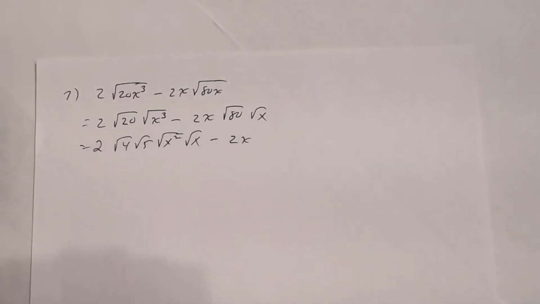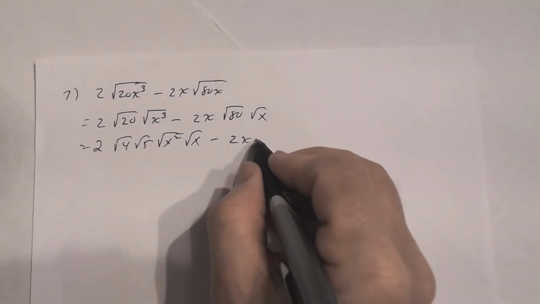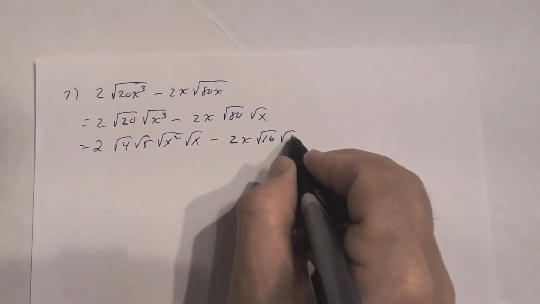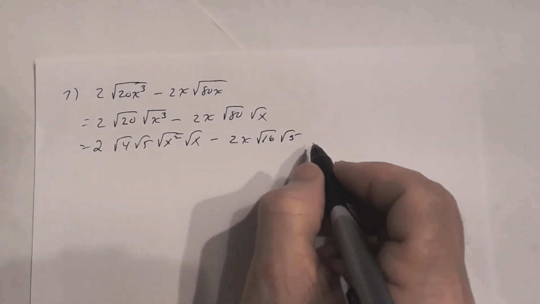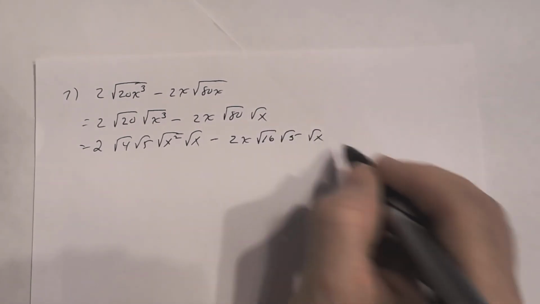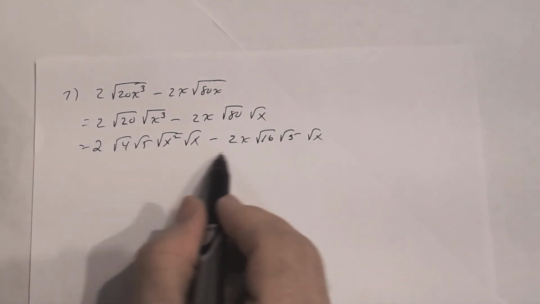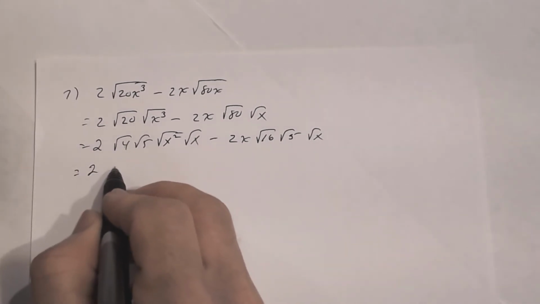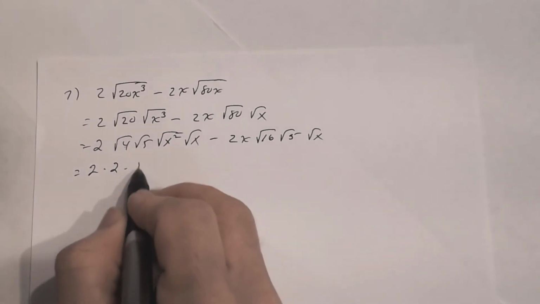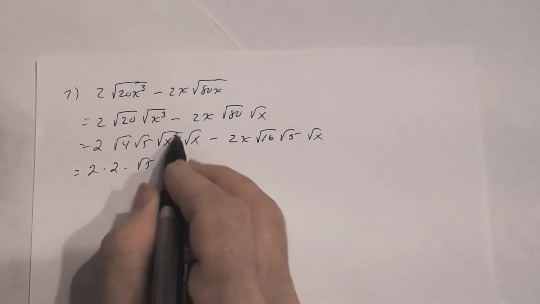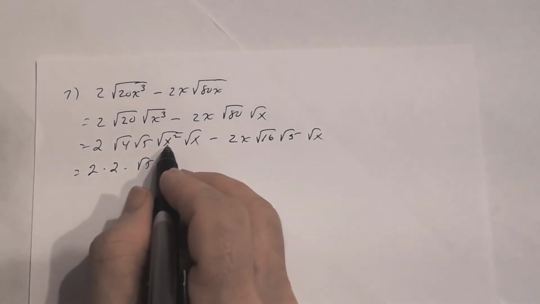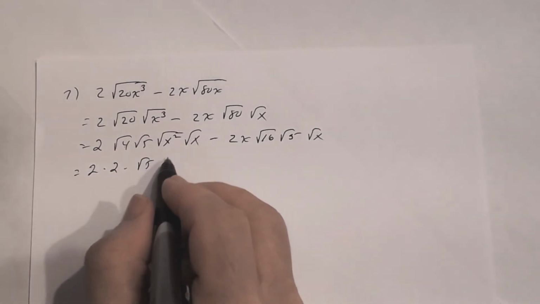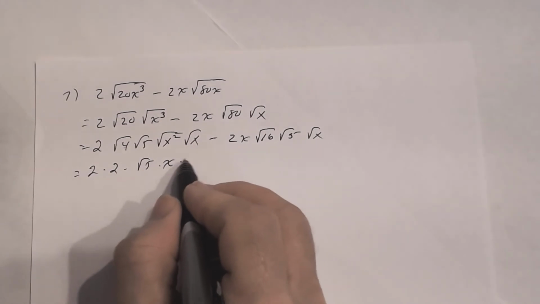For 80, the largest perfect square that goes into 80 is 16. So I can write this as square root of 16 times the square root of 5, and then the square root of x. Okay? Now let's simplify all of these as much as we can, each of those factors. So 2, the factor of square root of 4 is just 2. So 2 times 2. I cannot simplify the square root of 5. The factor of square root of x squared, I can simplify that. That's even, so that's the easy kind. So that's just x. And then square root of x.